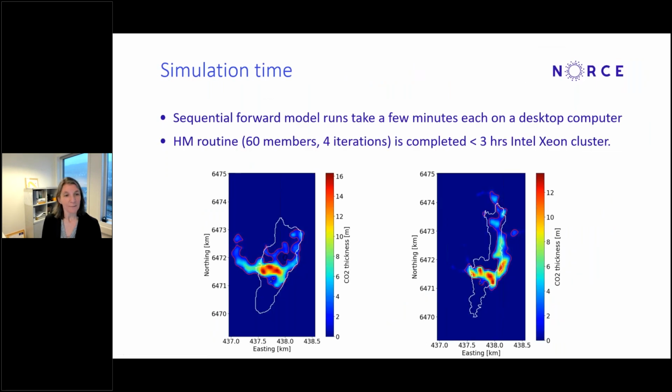Just to say very quickly about simulation time. The main advantage of this was that the sequential forward model only takes a few minutes on a desktop computer, and the entire routine took, with 60 members and 4 iterations, less than 3 hours on our local cluster here. Next slide.